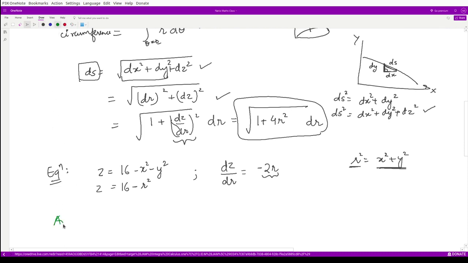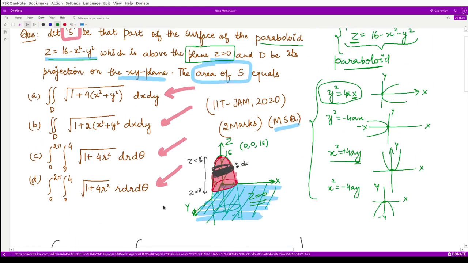So your area here is described by the double integral, and the value of circumference is r dθ, the value of this dS is square root of 1 plus 4r² dr, right? And the limits of r and θ are required here. So here the limits of θ are simply from 0 to 2π. And what are the limits of r? So let's see the limits of r.